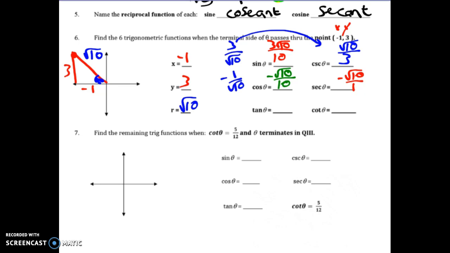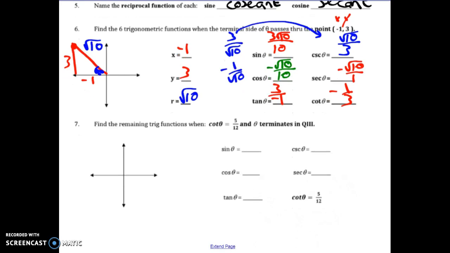All right, tangent. Opposite over adjacent, in this case, 3 over -1. If you really want to, you can call that -3. It's the exact same thing. Cotangent, we're going to flip that, so -1 over 3, or -1/3. Bingo, bango, bongo, done with that one. Onward.